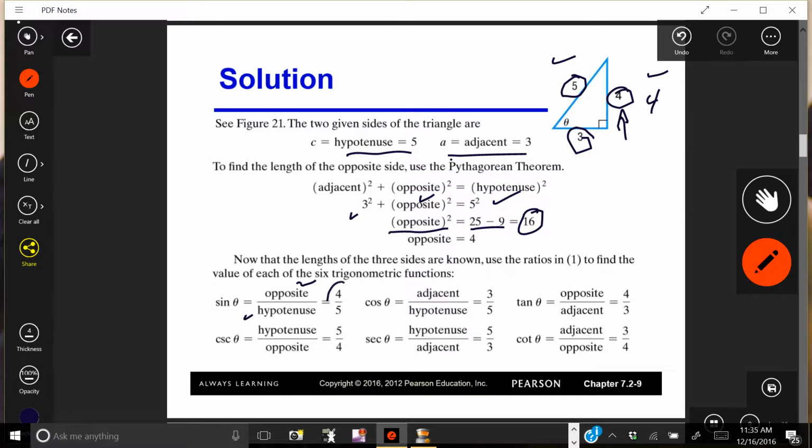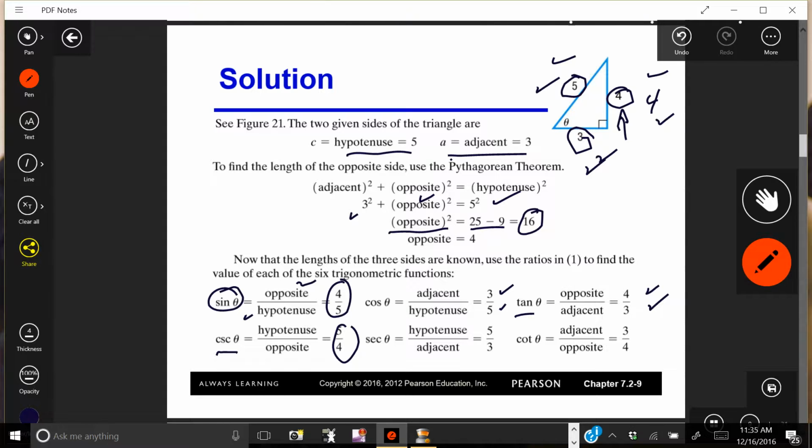The cosine of theta, which is the adjacent over the hypotenuse, would be 3 over 5, or 3/5. The tangent of theta is opposite over the adjacent, which is 4 over 3. And then the cosecant is 1 over the sine, which is just flipping over 4/5, so it would be 5/4.